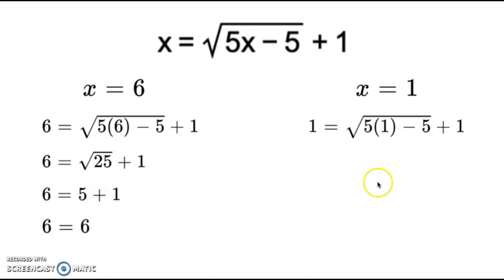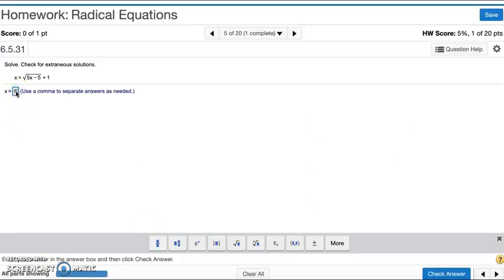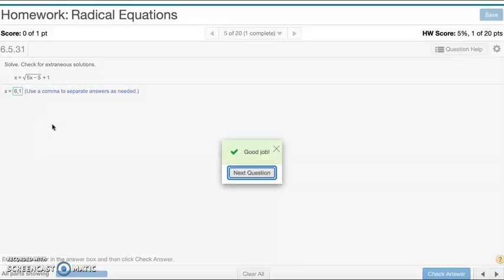So substituting in 1, 5 times 1 is 5, and 5 minus 5 is 0. So 1 equals the square root of 0 plus 1, and 1 equals 1. So this in fact does end up being a solution too. Now if I had gone through this, and these numbers were different, then we would say that answer is an extraneous solution and would not be one of our actual solutions. So let's type both of those in, since they're both solutions. So your answers are 6 and 1. And that's number 5.